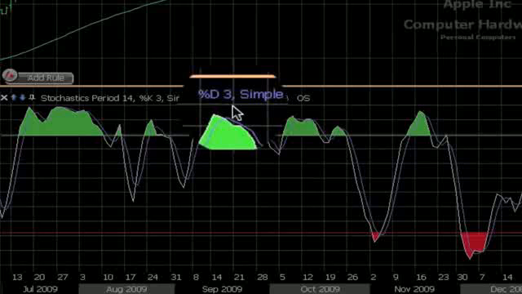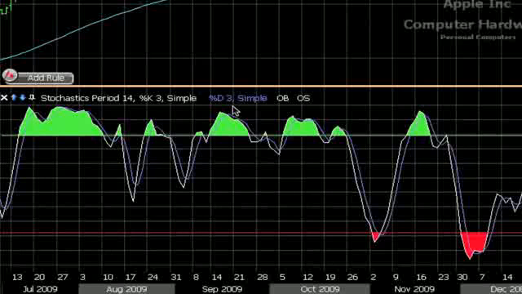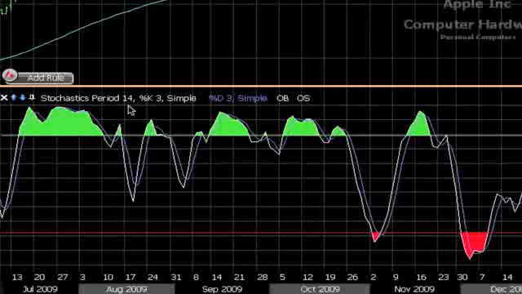Let me just quickly tell you what this means so you know what you're trading. 14 means that stochastic is calculated by using the last 14 bars. The first 3 is a 3-period moving average used to smoothen out the stochastic so you avoid noise and fake signals. And the second 3-period moving average is a trigger line.